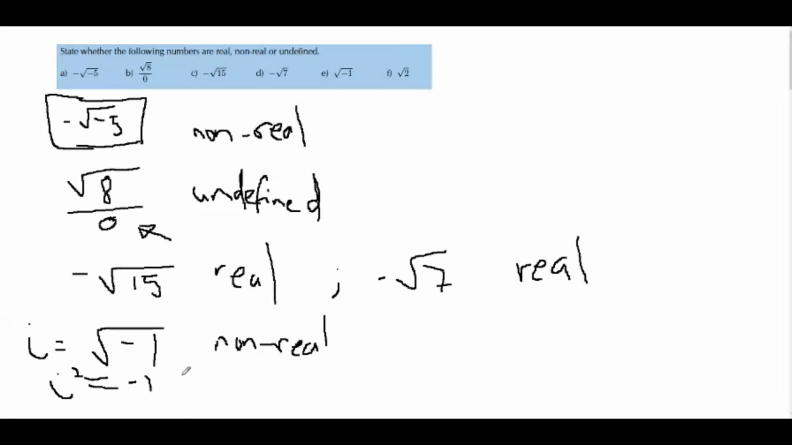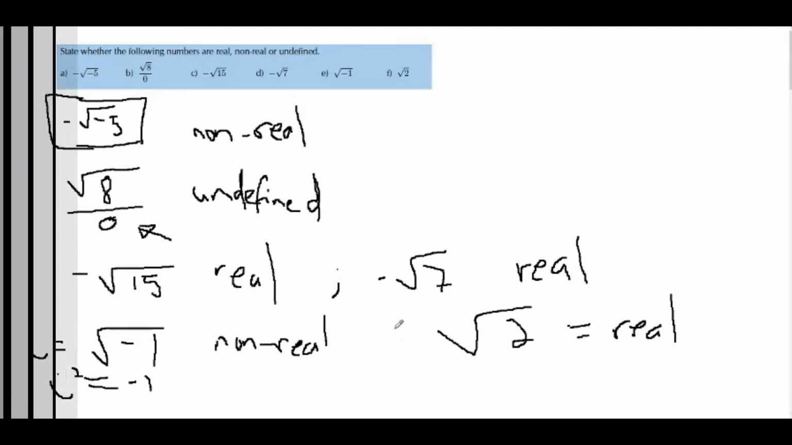Cool. And then last one, we have the square root of 2, which is real, obviously, because it's not negative, it's not divided by 0, and therefore it's real. Real. That was quick. Next questions.